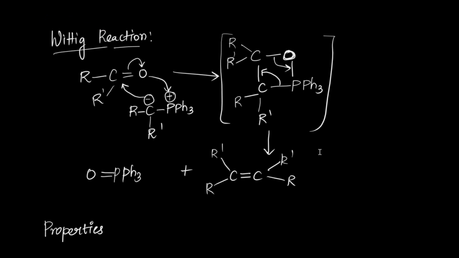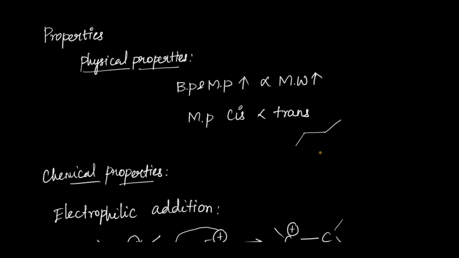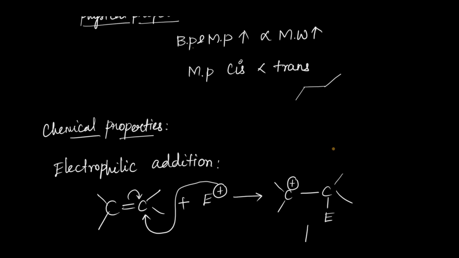Then Wittig reaction starts with the formation of ylide to form an alkene. Properties of alkenes. As I told you, boiling and melting point depend on the molecular weight. If I am comparing the melting points of cis and trans, trans will be higher than cis.